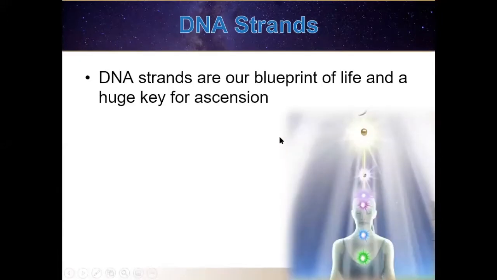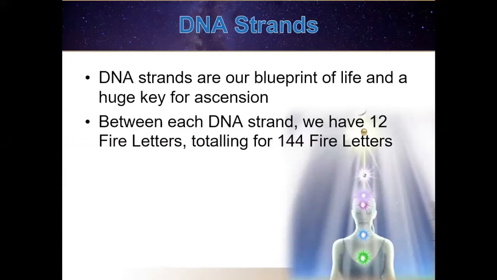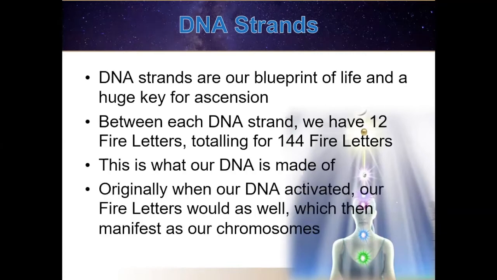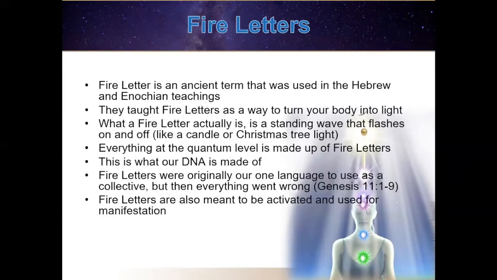Okay. So DNA strands are a blueprint of life and a huge key for ascension. And in between each DNA strand, we have 12 fire letters, totaling 144 fire letters. This is what our DNA is made out of, because originally when our DNA activated, our fire letters would activate as well, which then manifests as our chromosomes.